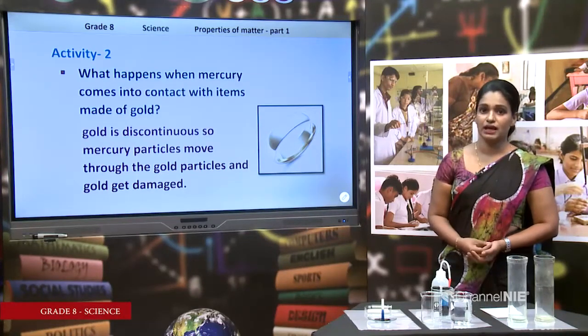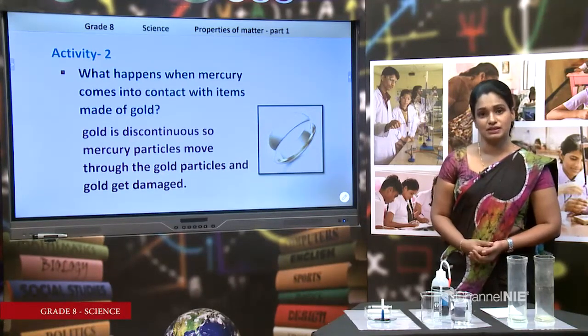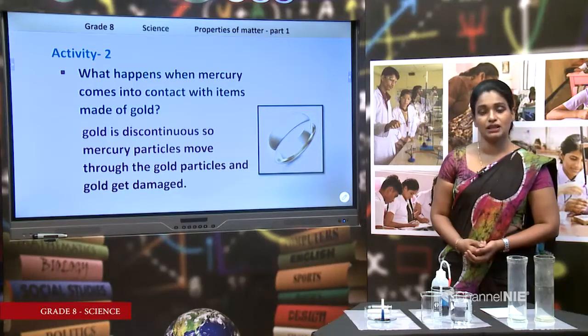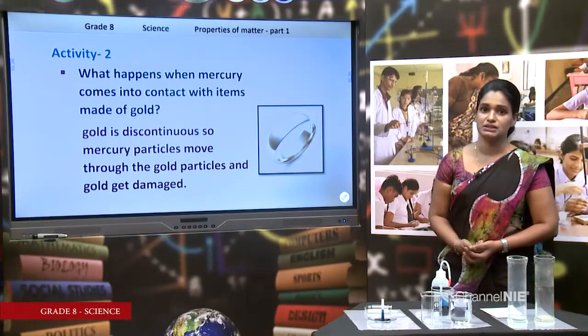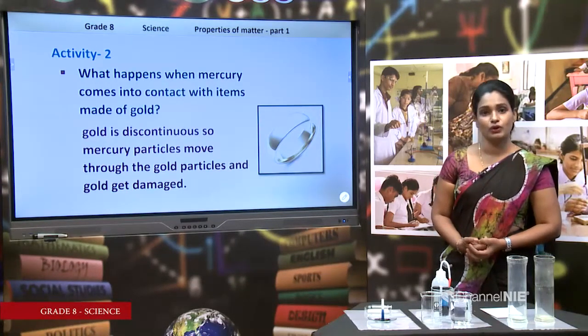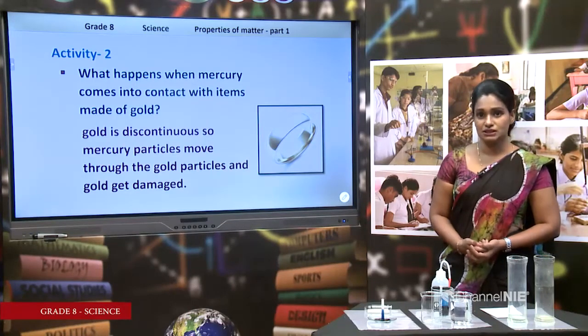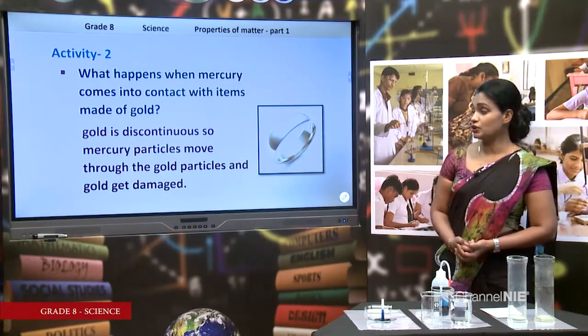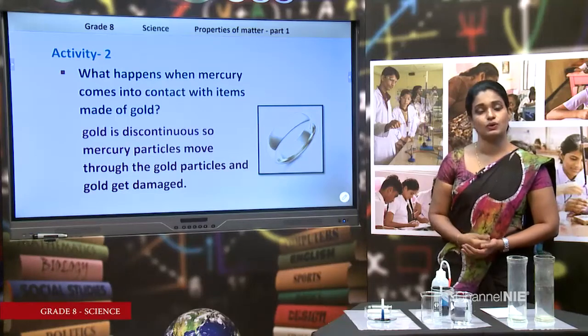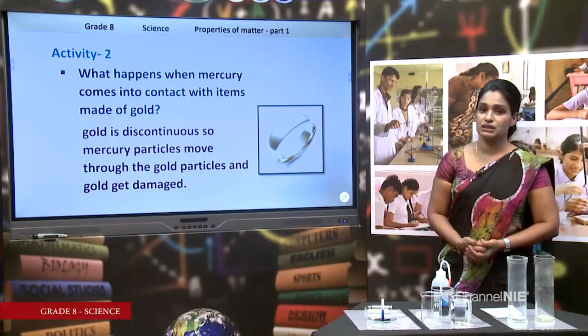So, mercury can go through those spaces. So, ultimately the gold ring will get damaged. So, that is how you are going to explain such a situation. Keep in your mind, this is another evidence, another practical, to show the discontinuous nature of a solid.